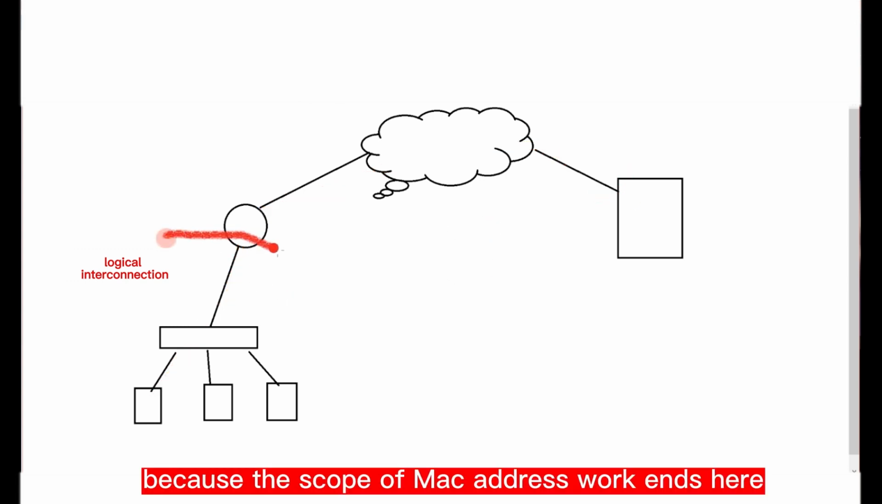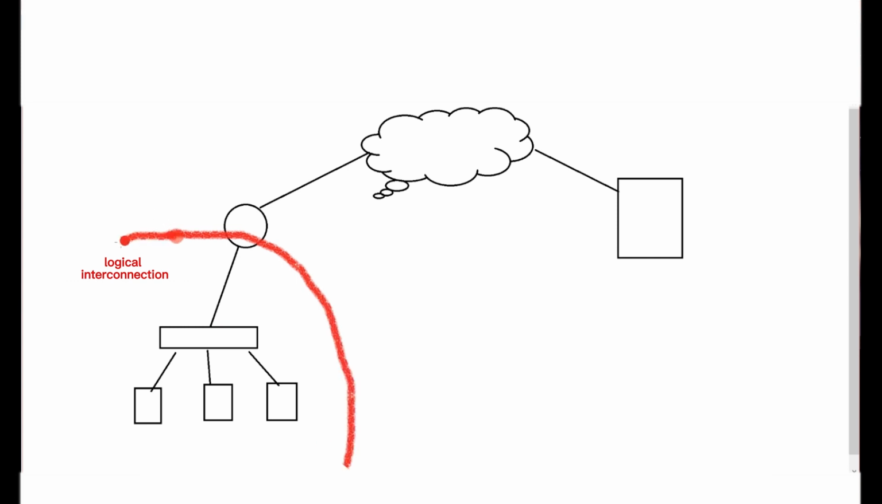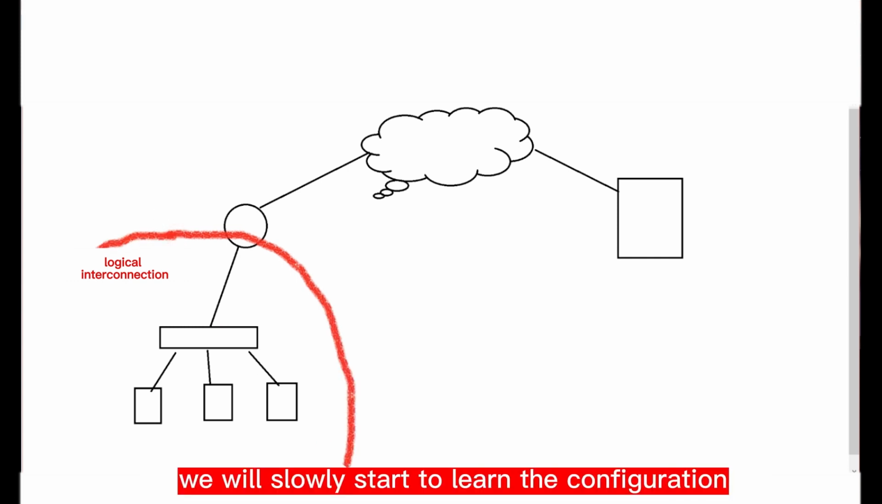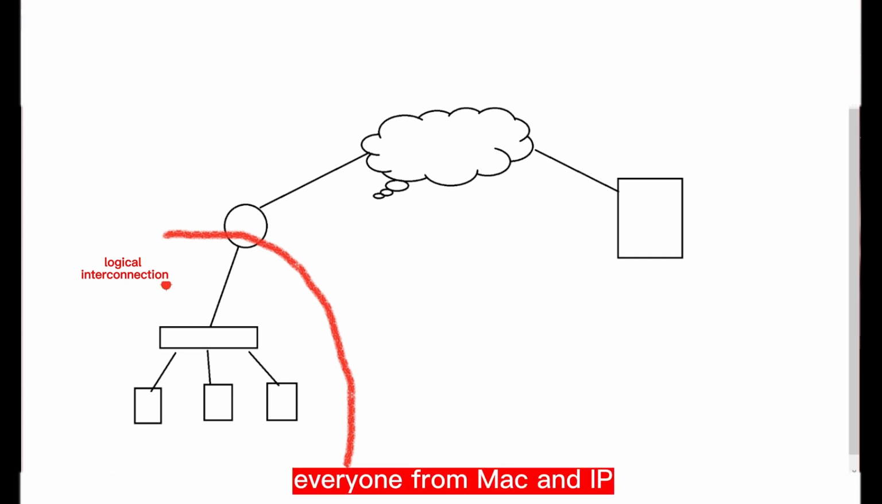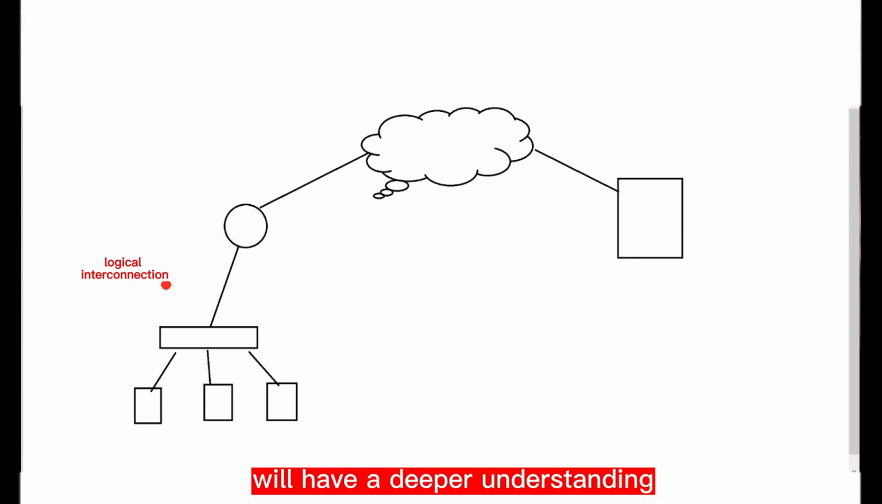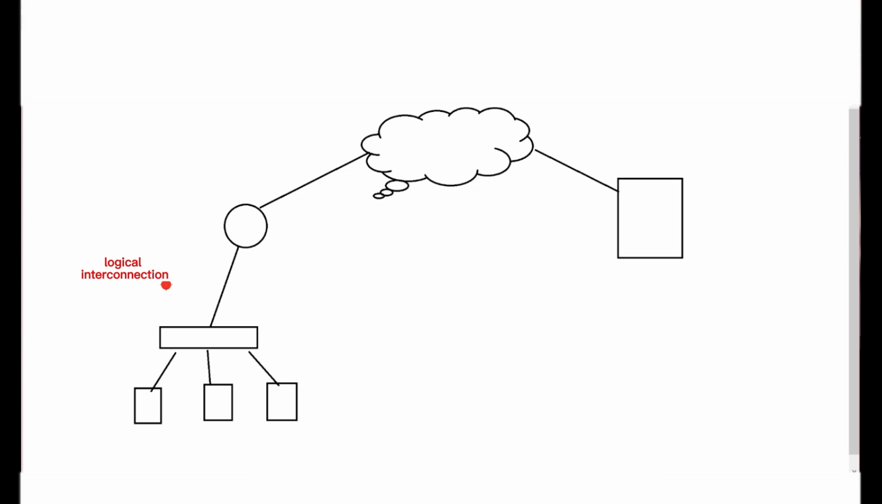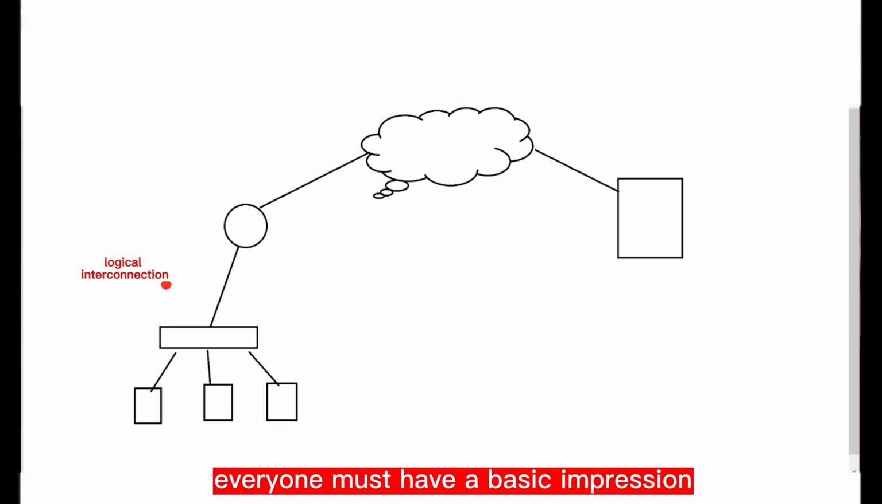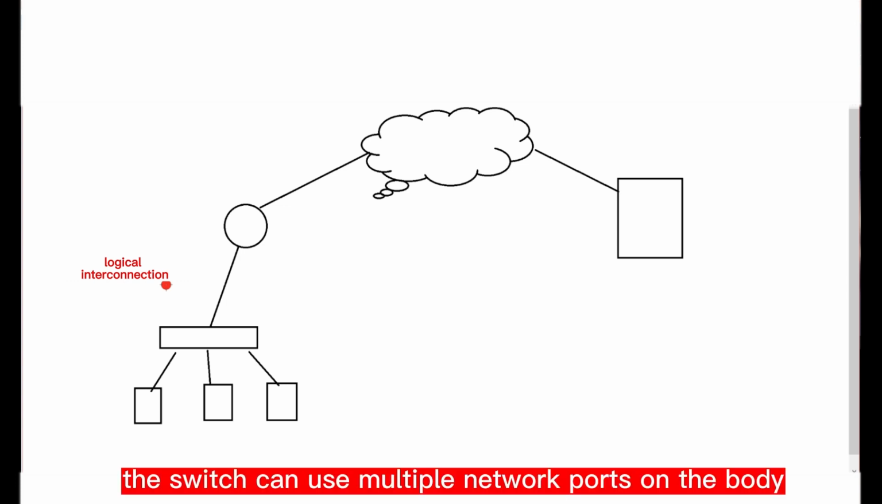Because the scope of MAC address work ends here. In the future, we will slowly start to learn the configuration. Everyone will have a deeper understanding of MAC and IP. But in the early stage, everyone must have a basic impression.